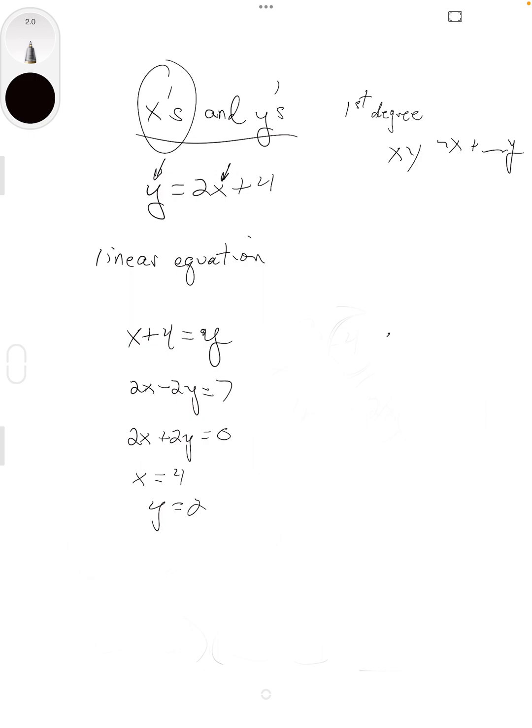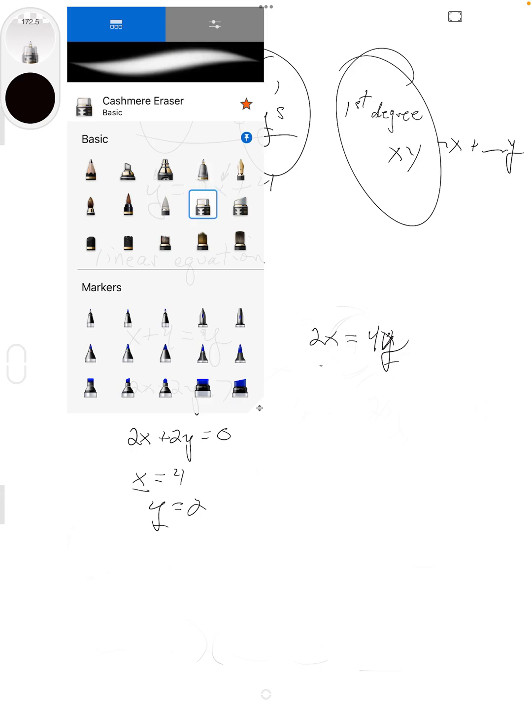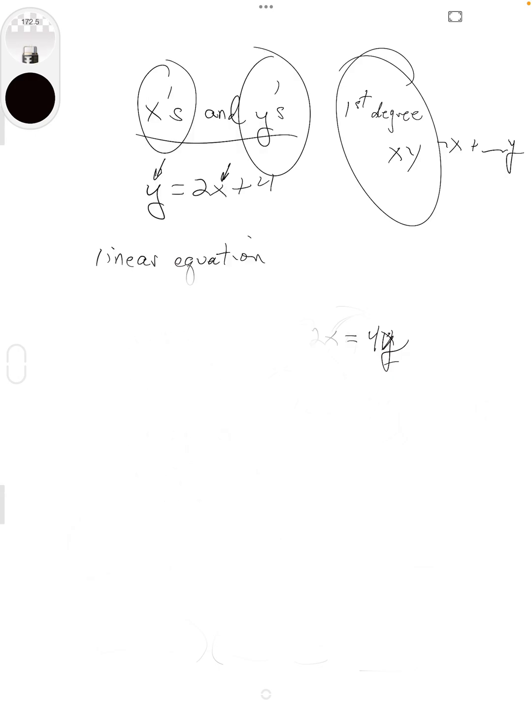If it has x's and y's, or one or the other, and it's first degree, and there's an equal sign to it, and it can have numbers, or it can not have any numbers. 2x equals 4y. That's also a linear equation. If it's got x's and y's, or just an x, but they're first degree, it makes it a linear equation.